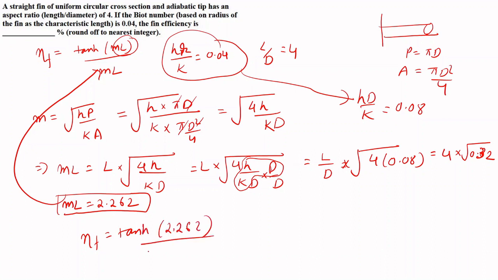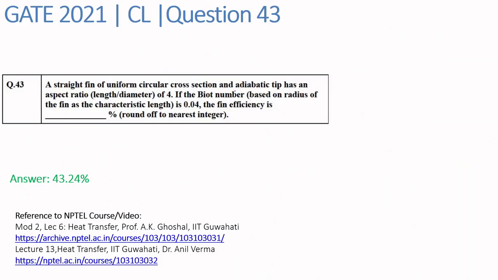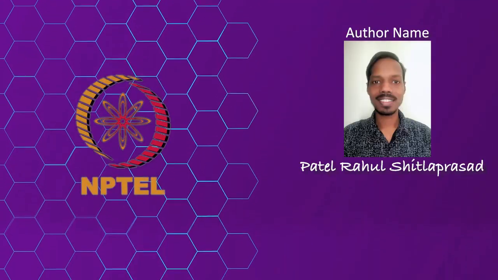We will put this ml value in this equation, and we can get effectiveness factor as tanh of 2.262 upon 2.262, so this will come around 0.978 upon 2.262, so it will become 0.4324. We have been asked to write it in percentage, so our final answer will be 43.24%. Since we have been asked to round to the nearest integer, we can write it as 43 or 44. So this will be my correct fin efficiency in percentage.